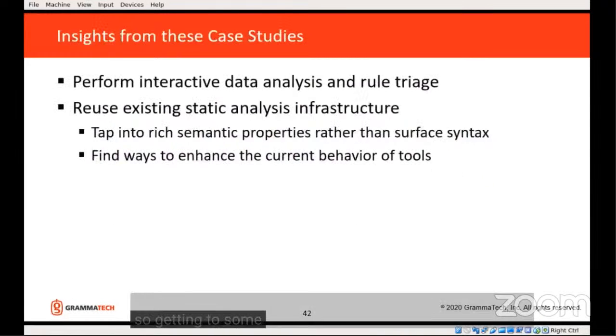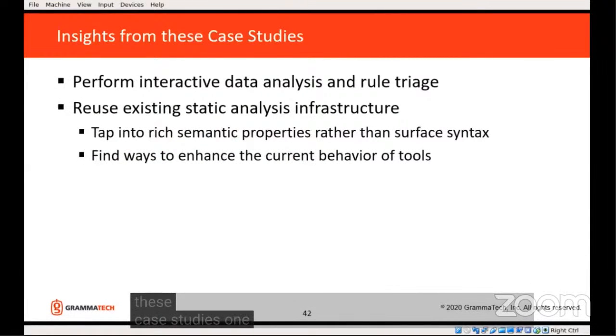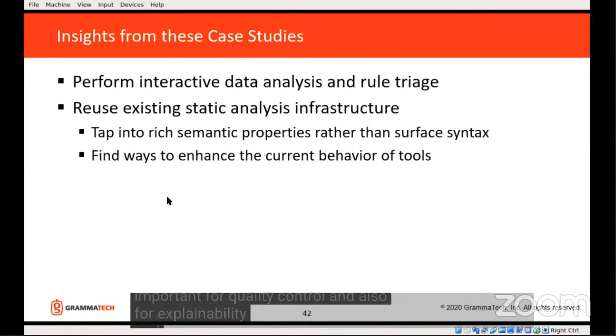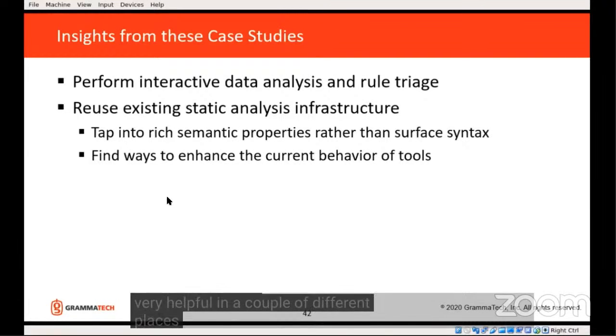So getting to some insights from all of these case studies. One, performing interactive data analysis, and particularly triaging any of the potential rules that came up through this analysis, was very important for quality control, also explainability. And instead of starting from scratch, using existing static analysis infrastructure was very helpful in a couple of different places.